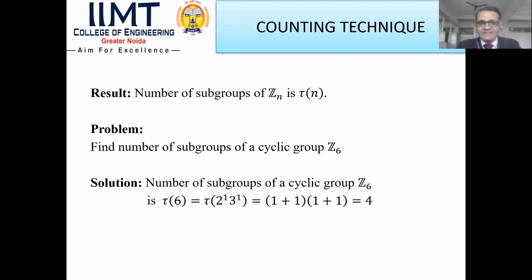We have a counting technique. The number of subgroups of Zn is tau n. So we have one problem based on this result. Find the number of subgroups of a cyclic group Z6. The answer is that the number of subgroups of a cyclic group Z6 is tau 6. And we know how to calculate. First of all, we write the prime factorization of 6, that is 2 raised to power 1 into 3 raised to power 1. And how to calculate tau? We add 1 to the powers and multiply. So (1 plus 1) into (1 plus 1) is equal to 4.